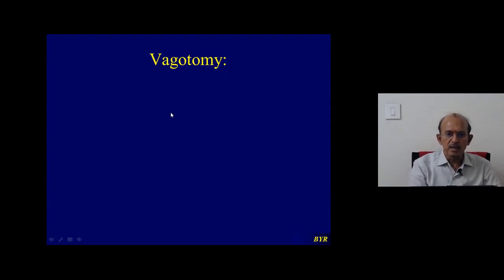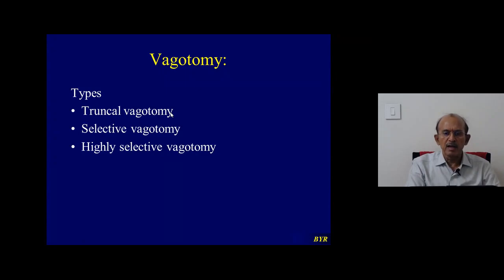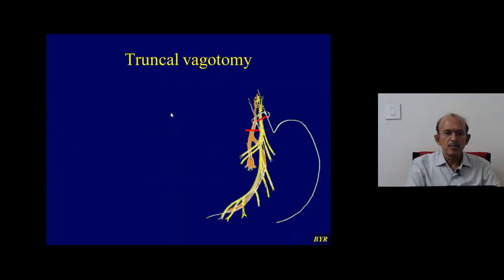Okay, vagotomy is of three types: the truncal vagotomy, selective vagotomy, and highly selective vagotomy. If you transect the main vagus nerve before it gets branched, it is called truncal vagotomy.